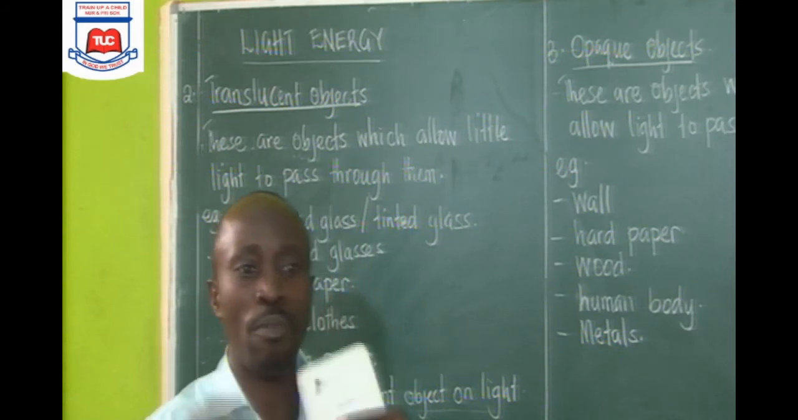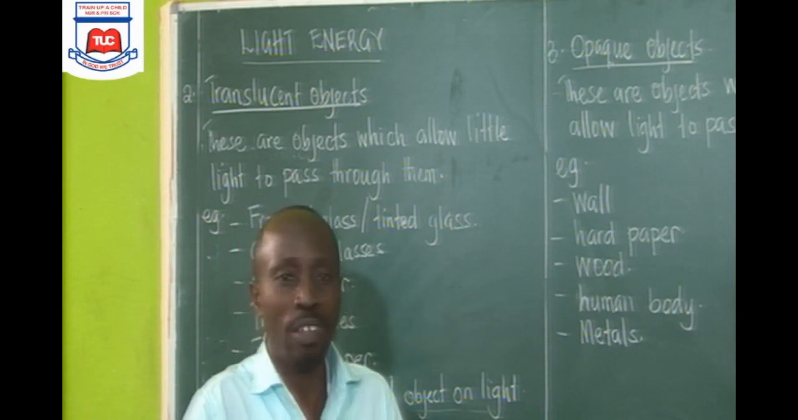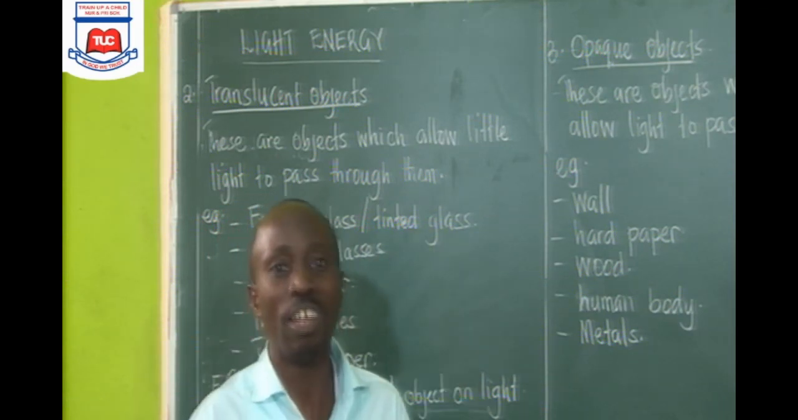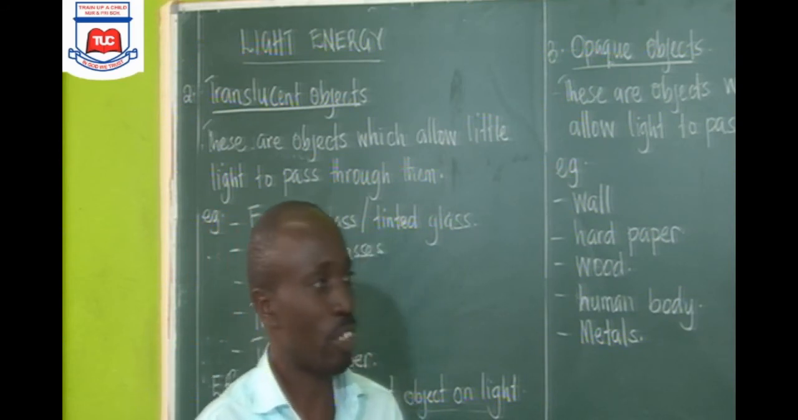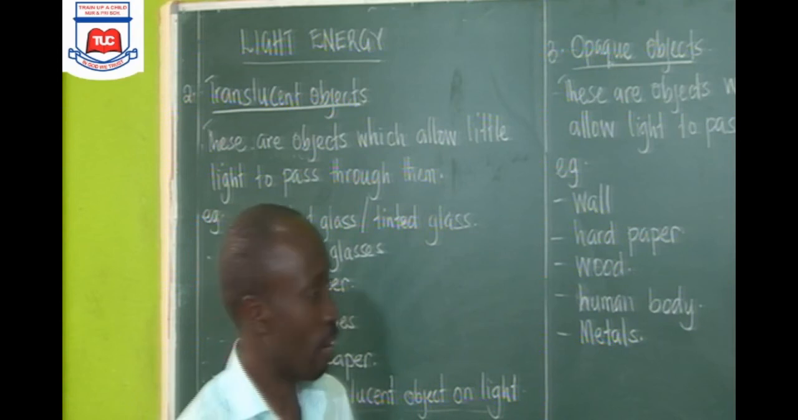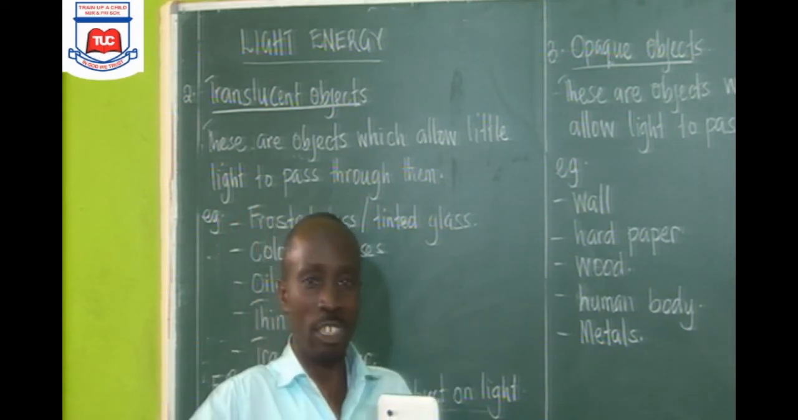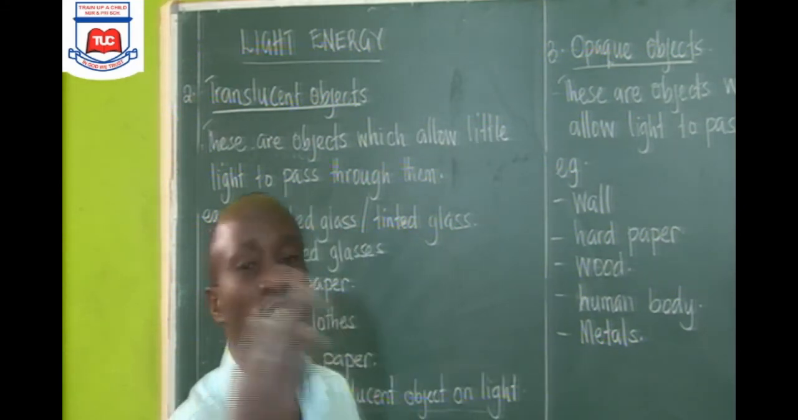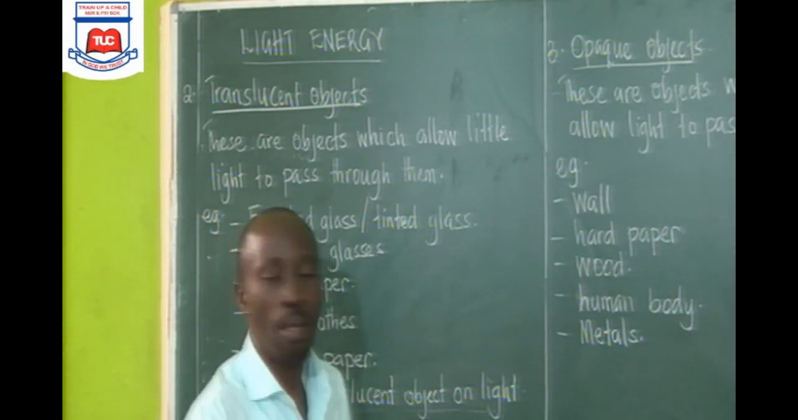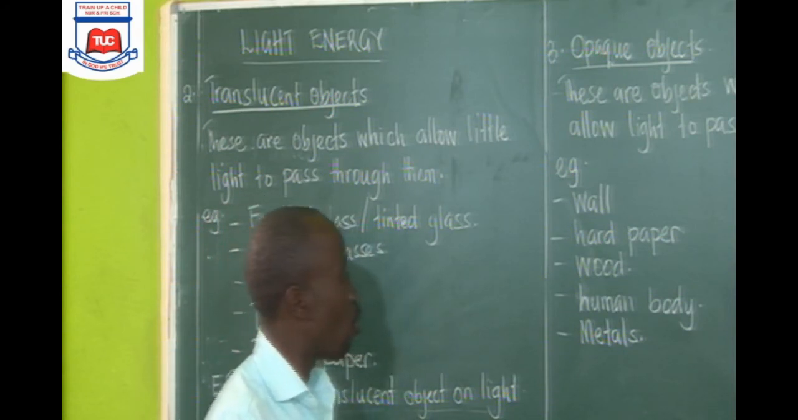I'll give an example of myself. When you flash light into my body, you will not see through me. Not even what is inside me. Maybe if you use an X-ray. Of course, still that is light which helps us to see that. But without that, you cannot see my heart. You can't see my intestine. Why? Okay? So you are opaque as well. Materials like the wall, opaque. You cannot see through walls.